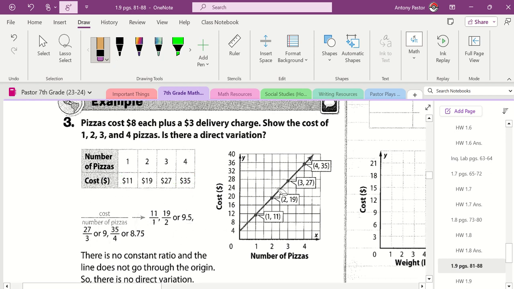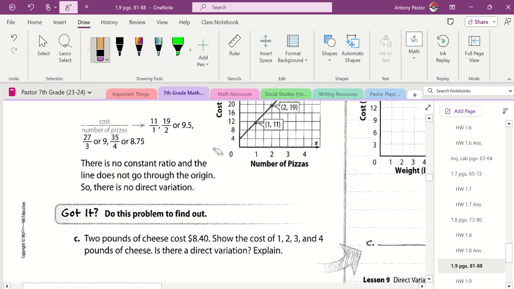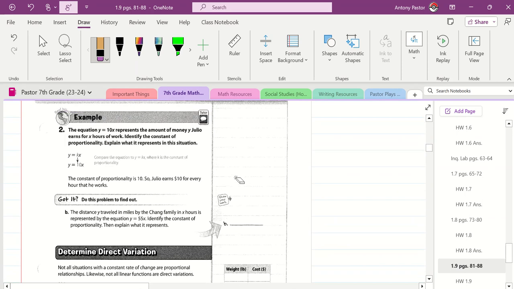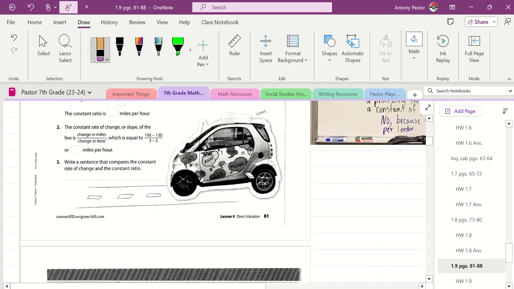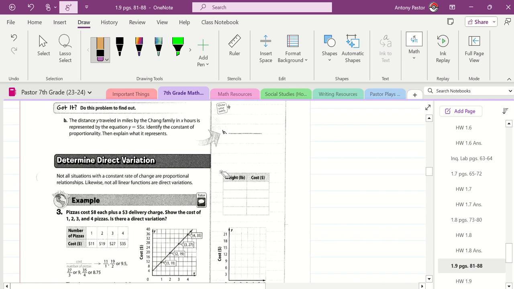Therefore, even though the line is straight, it does not go through the origin, and that's going to be a big one. There is no direct variation. So remember, we start at 0. They charge us a $3 fee, period. Doesn't matter how many pizzas we order, we get a $3 fee. So it's not going to go through 0. It's going to start at $3 and then the line will go up. Therefore, this is not an example of direct variation, or constant of variation, because there is no constant.